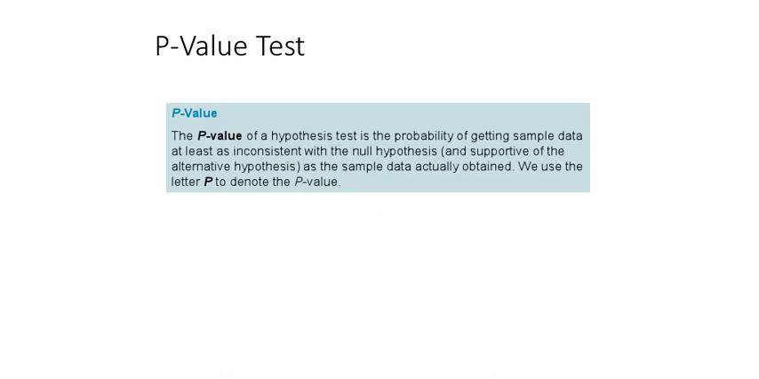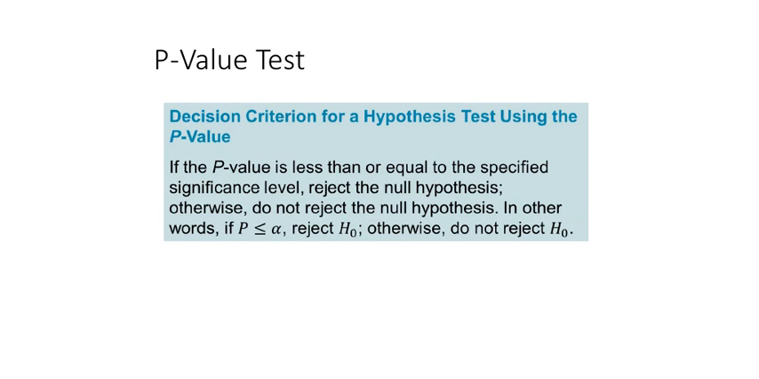The p-value of a hypothesis test is the probability of getting a sample data at least as inconsistent with the null hypothesis, that is too high or too low, as compared to the sample data actually obtained. So we use the letter p to denote the p-value right here. That's the test statistic that we want. If the p-value is less than or equal to the specified significance level, then we reject the null hypothesis. Otherwise, do not reject the null hypothesis.